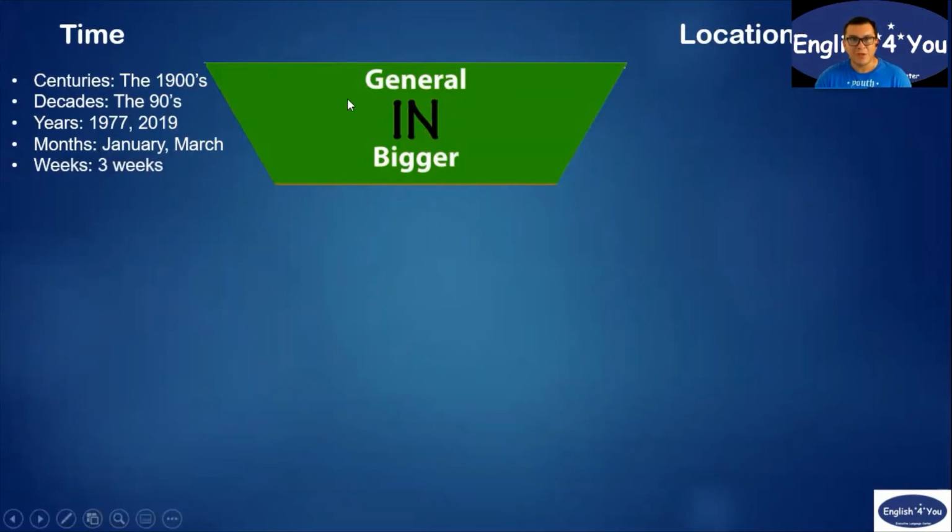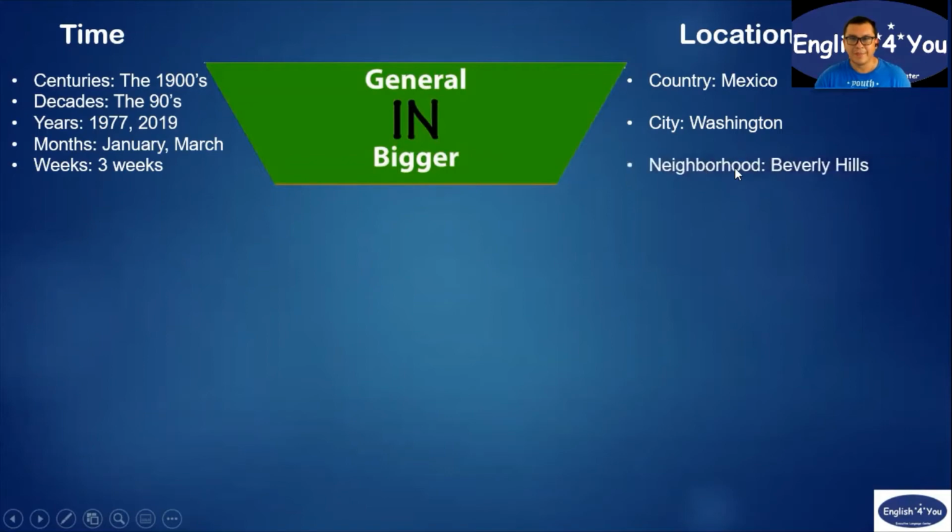Now, when we refer to weeks, we also use in a week, in 2 weeks, in 3 weeks, in 5 weeks. Remember, we're giving the idea of general time. It's not something specific. Now, let's talk about location. Talking about location, we're going to say, for example, in and then a country. In Mexico, in Canada, in Brazil. When we talk about cities, for example, in Washington, in Mexico City, in Buenos Aires, or when we're talking about neighborhoods, for example, in Beverly Hills. Again, we're using in to describe a general idea, either expressing time or expressing location.